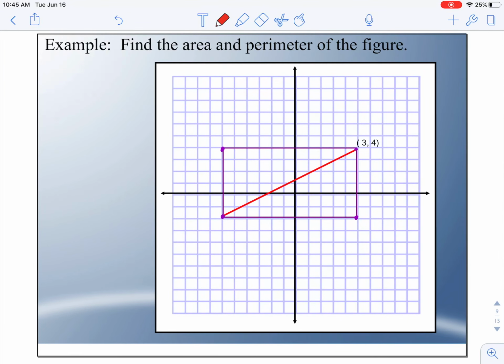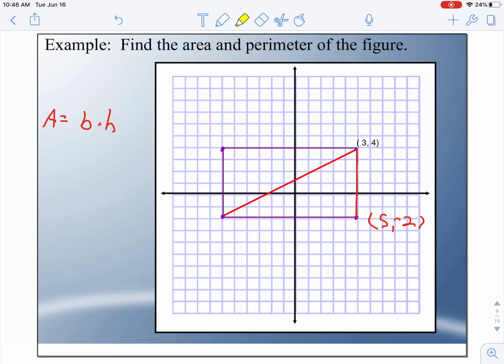So, how about this one? Find the area and perimeter of the figure. Well, we have this graph, we have these vertices. In order for us to find the area, we have to take the base times the height. Well, I can find this ordered pair. That ordered pair is 1, 2, 3, 4, 5, 1, 2, so this is (5, -2).